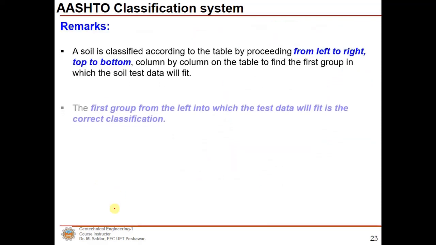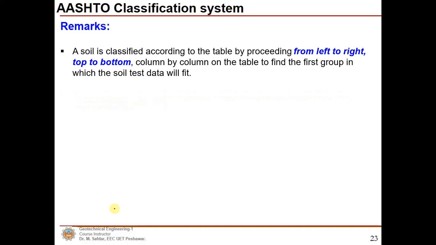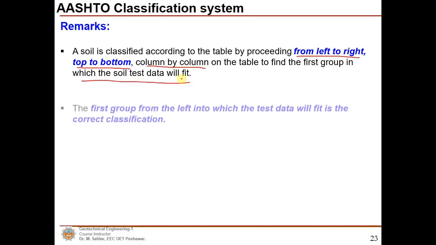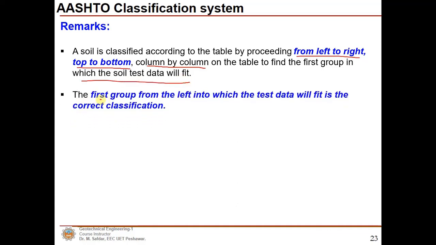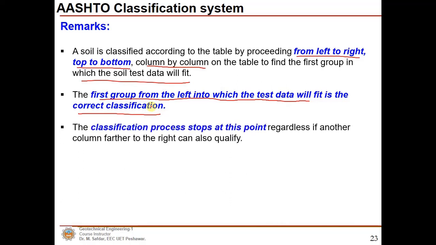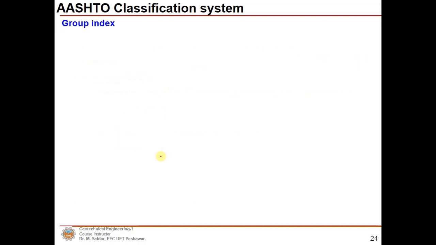Now, how to use this table? The soil is classified according to the table by proceeding from left to right, top to bottom, column by column on the table to find the first group in which the soil test data will fit. The first group from the left into which the test data will fit is the correct classification. The classification process stops at this point, regardless of whether another column farther to the right can also qualify.